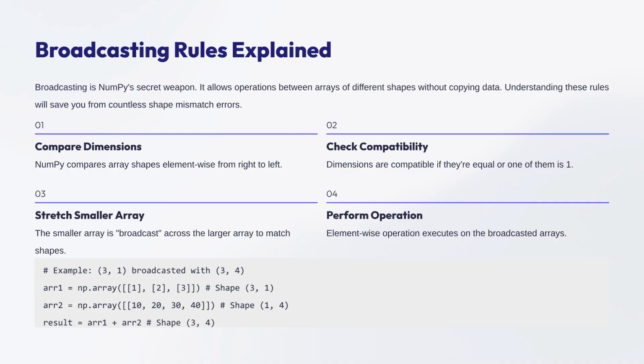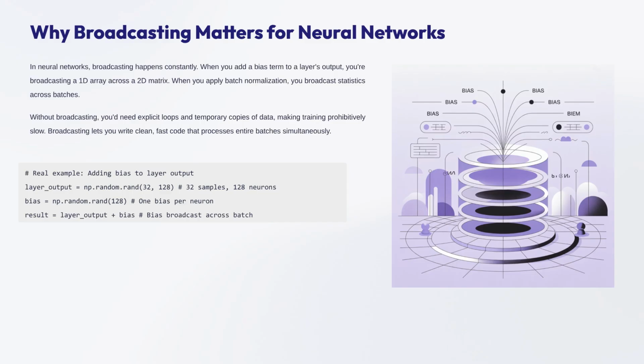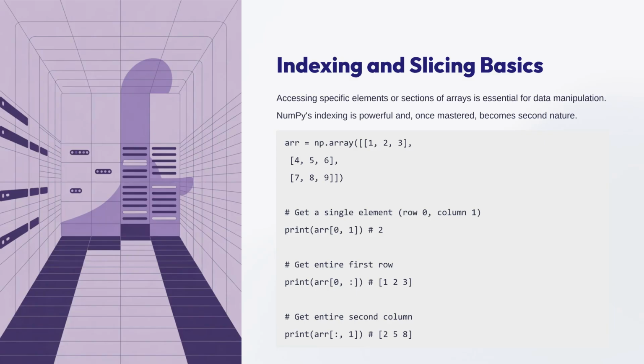Broadcasting allows operations between arrays of different but compatible shapes. Compatibility means dimensions are equal, or one of them is 1. NumPy automatically stretches the smaller array to match the larger one. Broadcasting is essential for neural networks. For example, adding a bias term to a layer's output requires broadcasting a 1D bias array across a 2D output matrix. This keeps training fast and code clean.